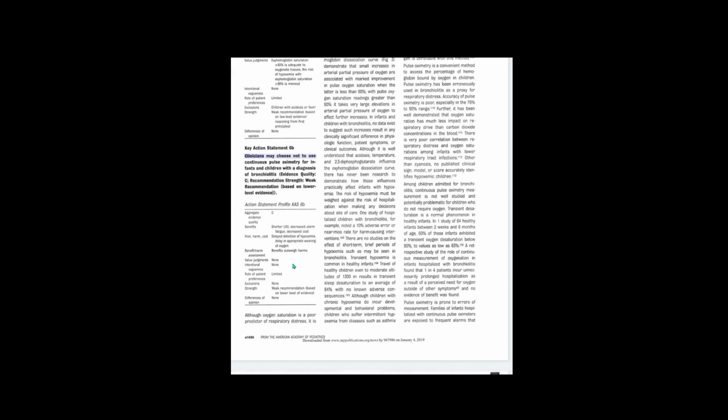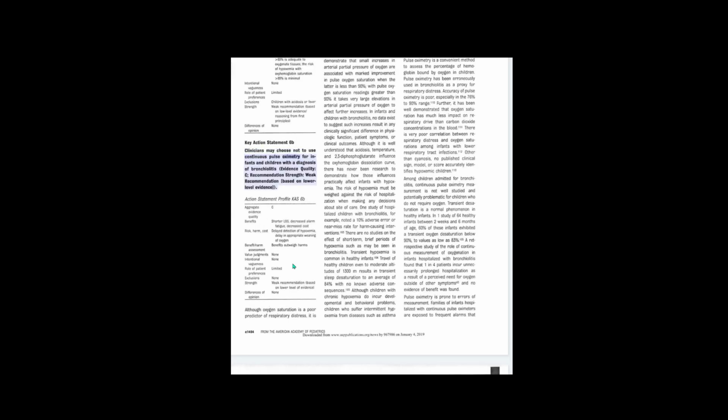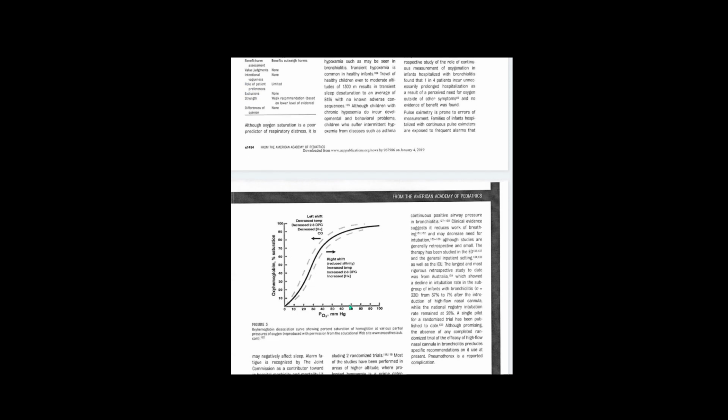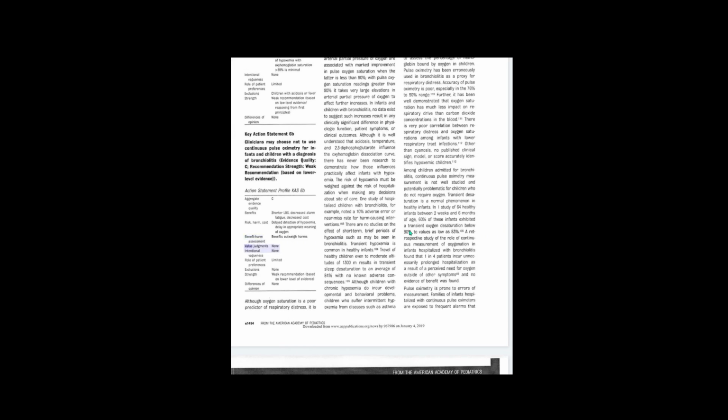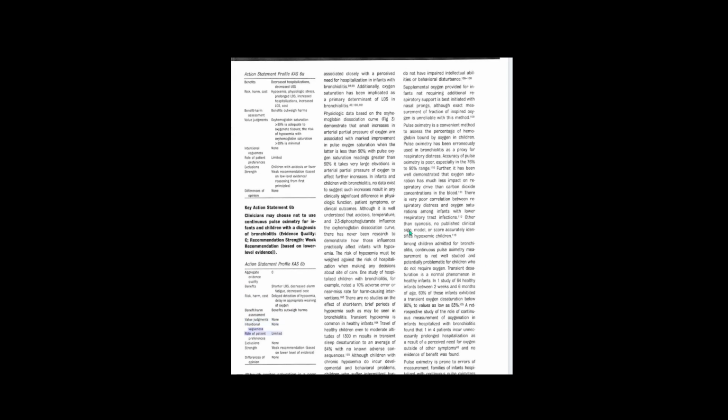Clinicians may choose not to use continuous pulse oximetry for infants and children with a diagnosis of bronchiolitis. Action statement profile KAS6. Aggregate evidence quality C. Benefits: shorter length of stay, decreased alarm fatigue, decreased cost. Risk, harm, cost: delayed detection of hypoxemia, delay in appropriate weaning of oxygen. Benefits outweigh harms. Value judgments: none. Intentional vagueness: none. Role of patient preferences: limited. Exclusions. Strength: weak recommendation.